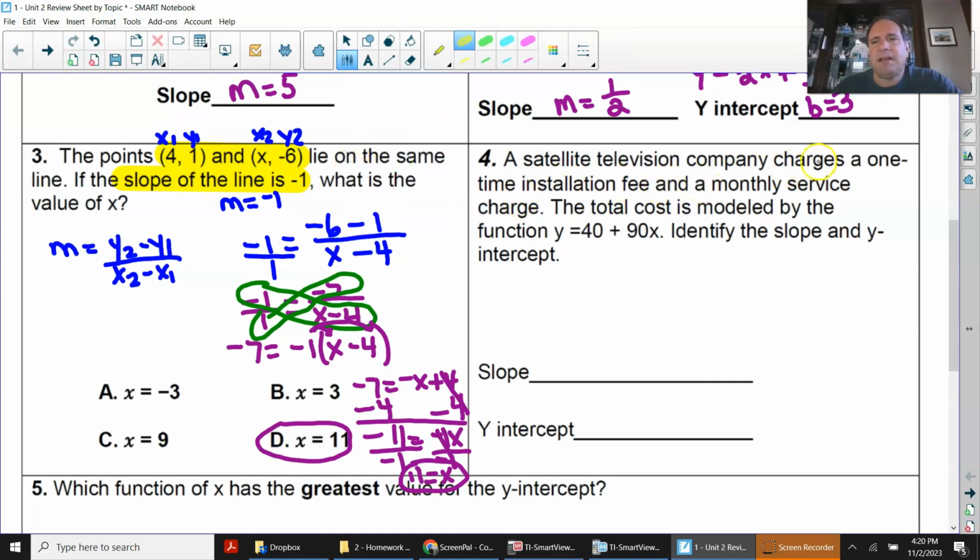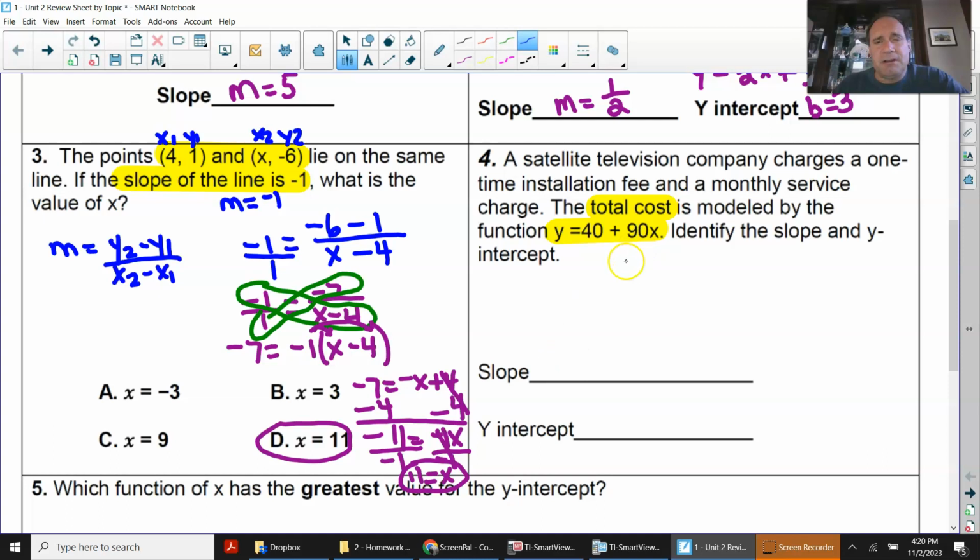A one-time fee is the b, and a monthly service charge. The total cost, which is always the y, is modeled by the function. They give you the equation. So that is a lot easier than dealing with making the equation. When you have to make the equation, there's a chance that you put the numbers in the wrong spot, right? So in this case, they're giving you the equation.